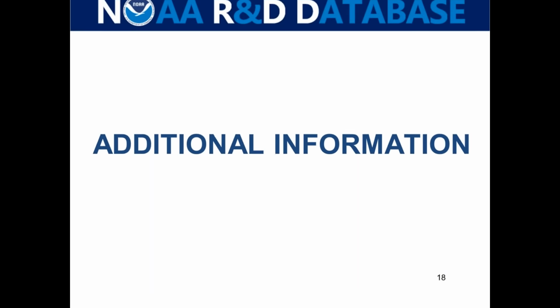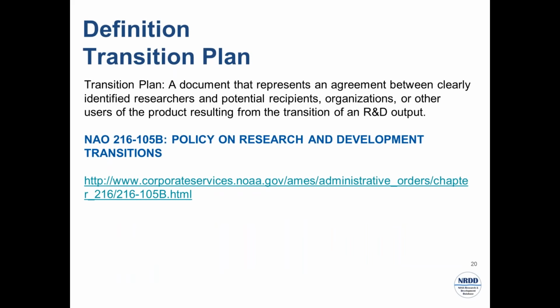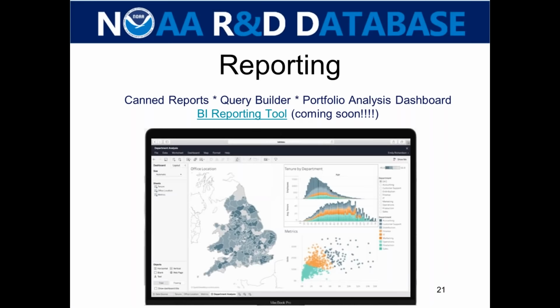There is some additional information. In these slides, we talked about the NAO, which talks about readiness levels 1 through 9. There is more detailed information about each level. You can get that out of the NAO, so we added that here. There's also a definition for a transition plan. What is a transition plan? What does it contain? There's an NAO in regards to that. So this is really reference material.